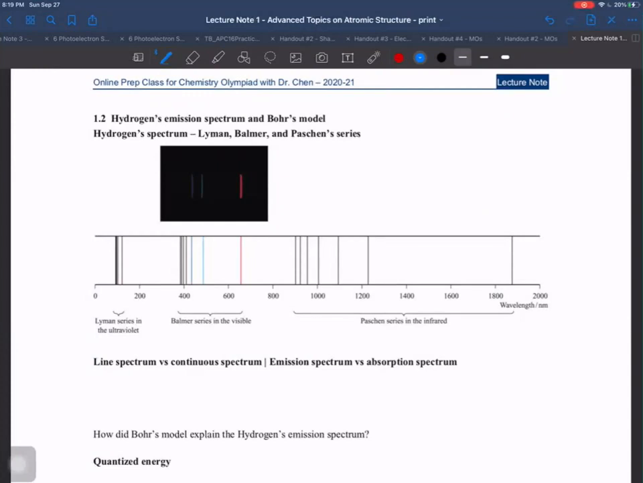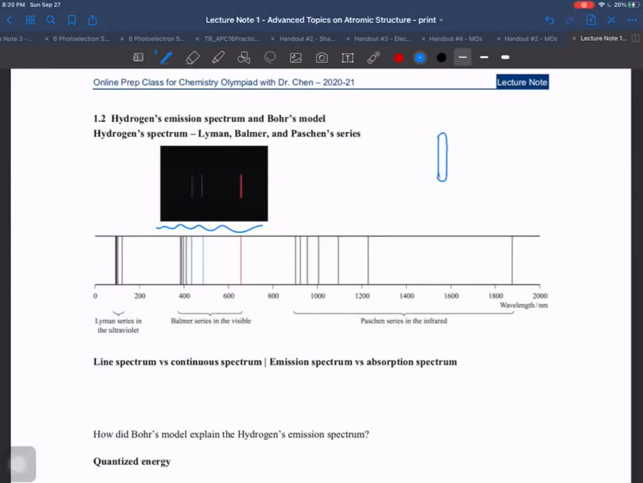The hydrogen's emission spectrum, right? You guys are probably already familiar with this kind of picture, which is the result of the hydrogen's emission spectrum. But first, we need to know what kind of device gives results like this. Actually, it's called a hydrogen discharge tube. Let me briefly show it here.